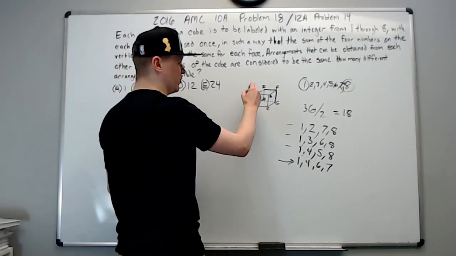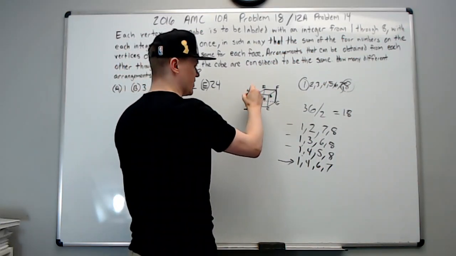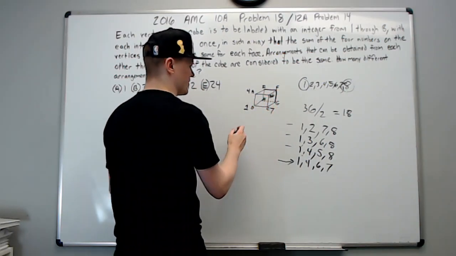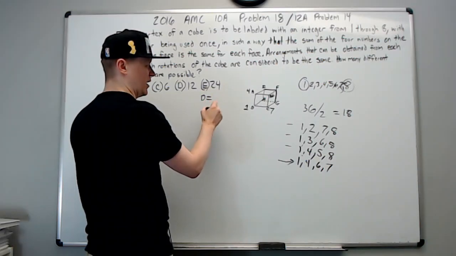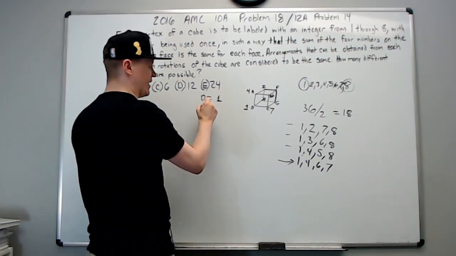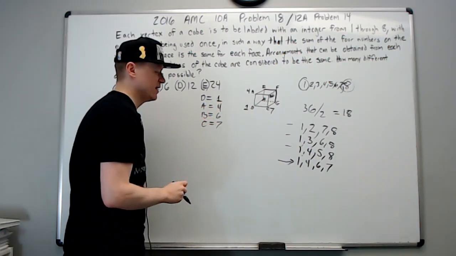We can now label, for any such cube to have this property, one of the faces must be 1, 4, 6, and 7. And we'll just label one like this. If you can't see very well, because the board's small letters written, D is 1, A is 4, B is 6, and C is 7.